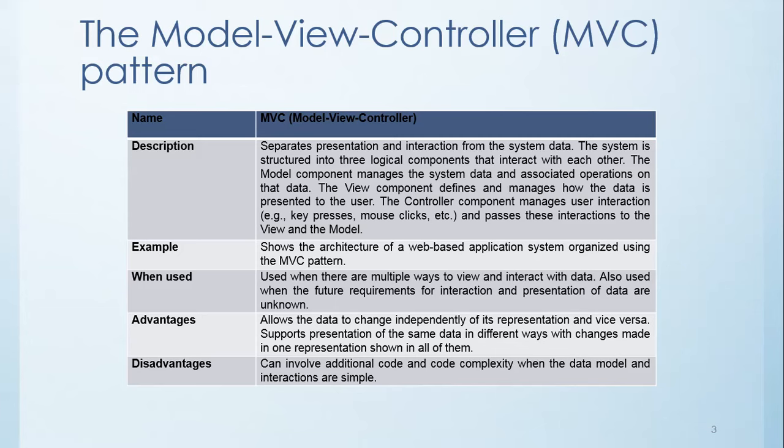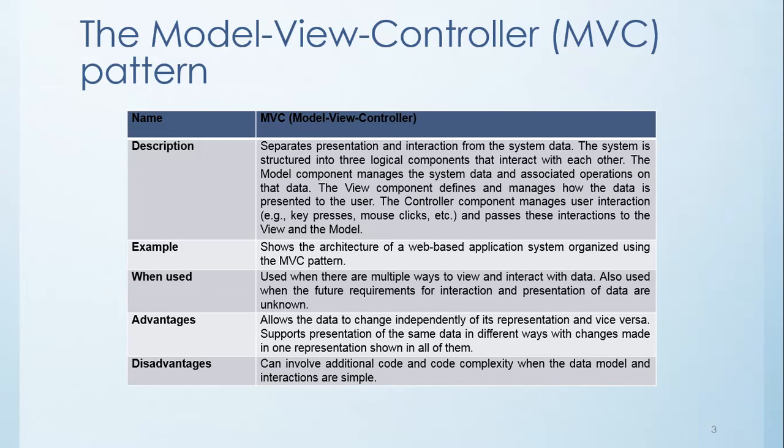MVC separates the presentation interaction from system data. You have three logical components that interact with one another. The model component manages the system data and the associated operations on that data. The view component defines and manages how the data is presented to the user, and the controller component manages user interaction and passes these interactions to the view and model.